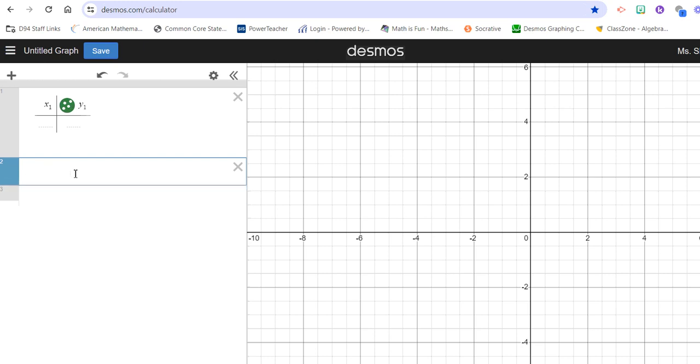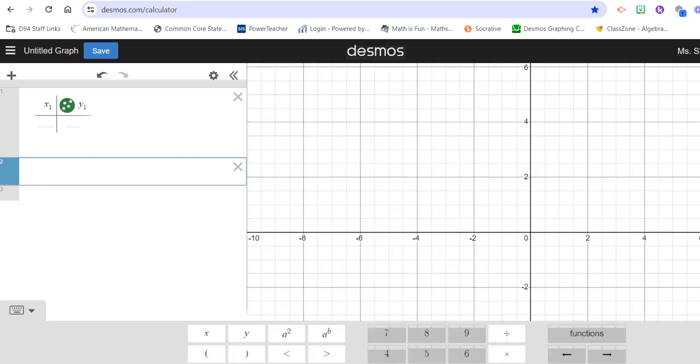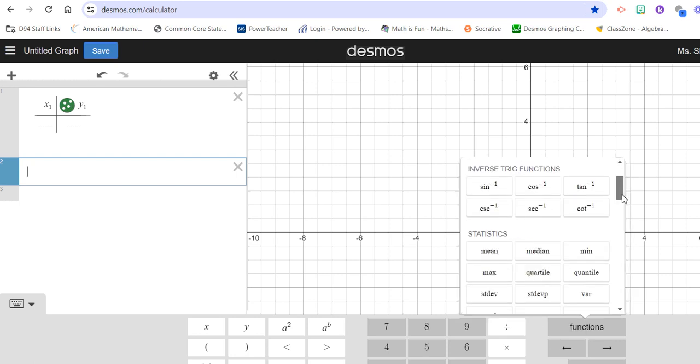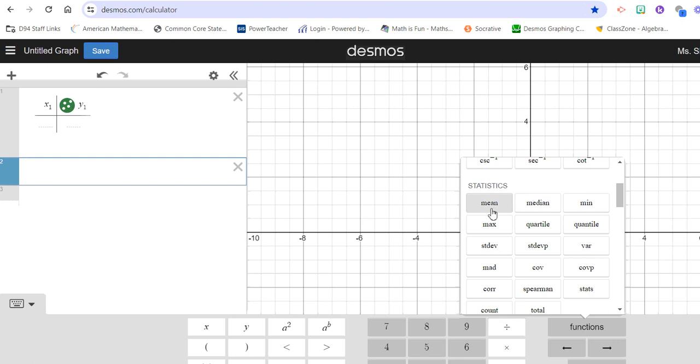If you wanted to do the standard deviation, you could type that in and tell it what list to pull the data from. You also can get those items by pressing the keyboard below, and unfortunately it's not going to pop up for us, but right here in the function section you can select that and scroll down to your statistics and pick what you want to find, the mean or your standard deviation.